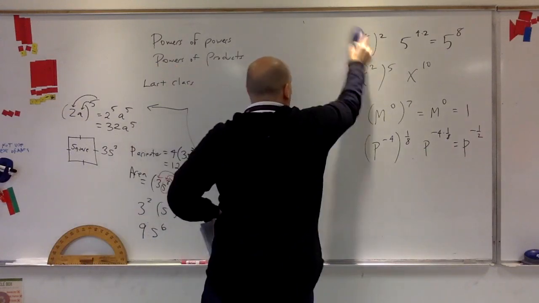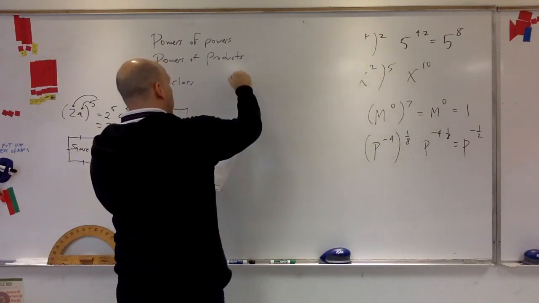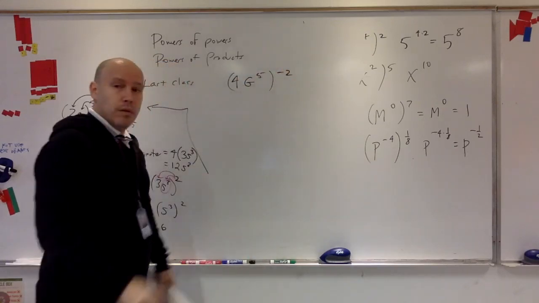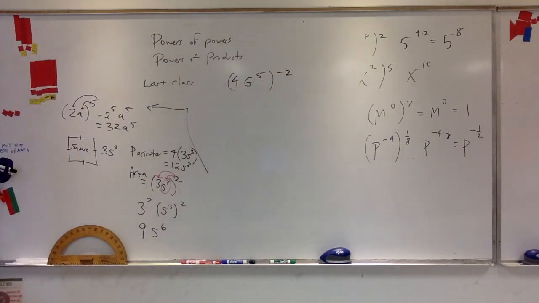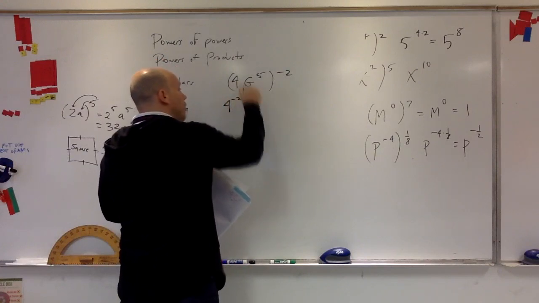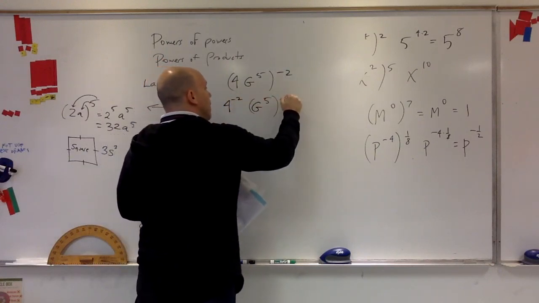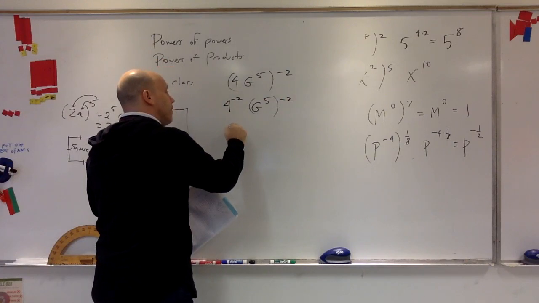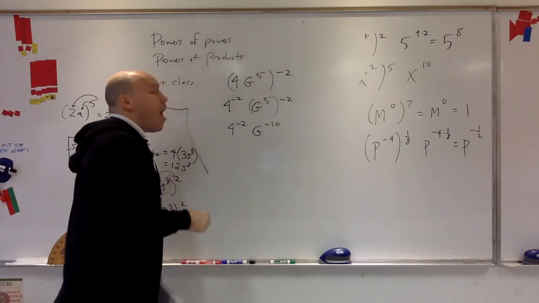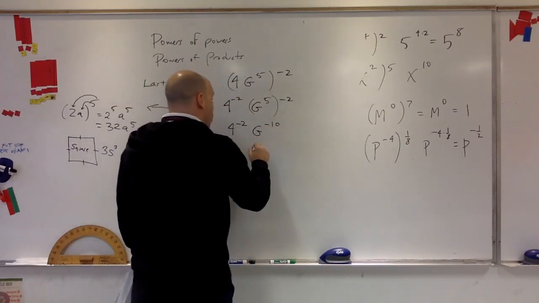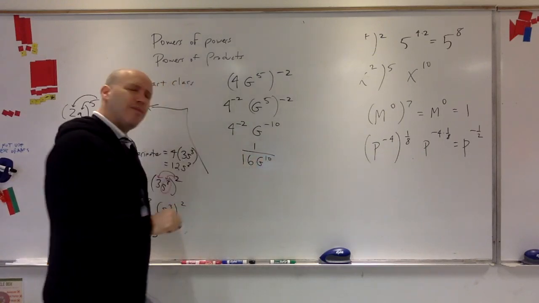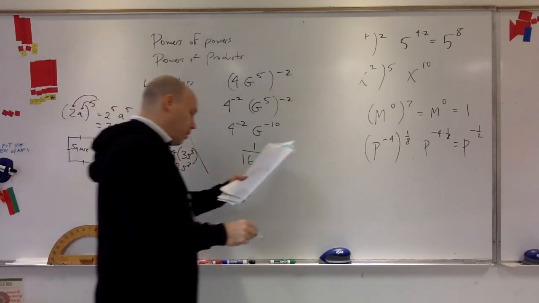Let's try these 2 examples, and then we're done. 4g to the 5th to the negative 2. Okay, once again, 4 to the negative 2, g to the 5th to the negative 2, 4 to the negative 2, g to the negative 10. And to make it nice and pretty, we could write 1 over 16 g to the 10th. That's a little advanced.